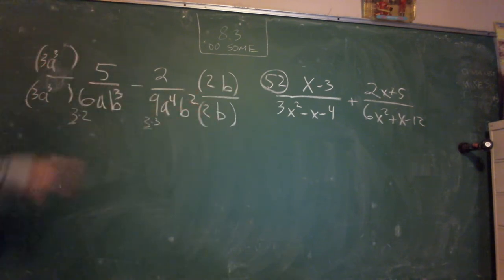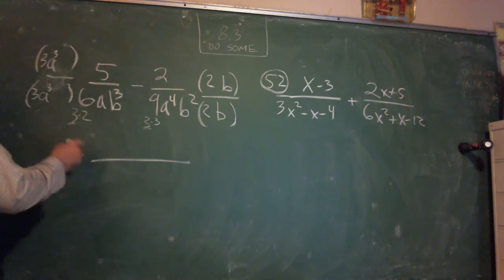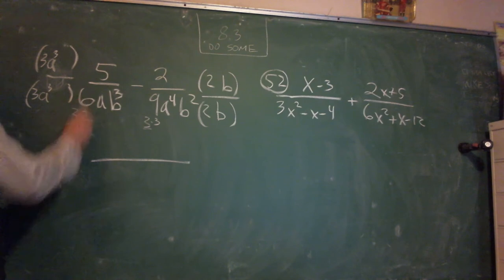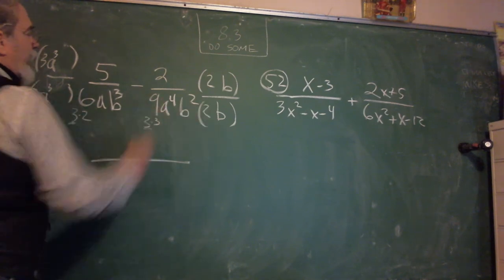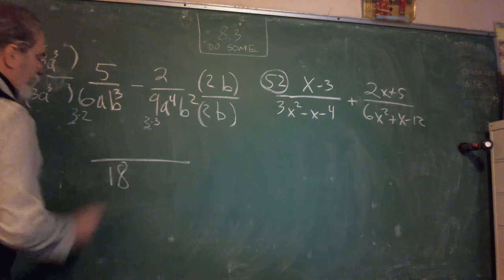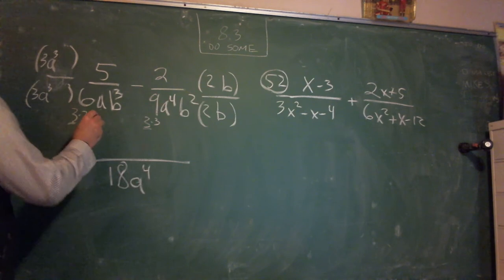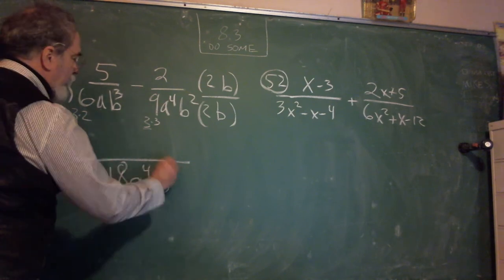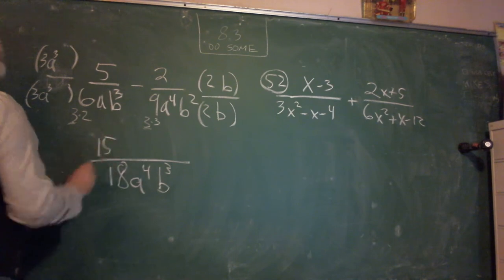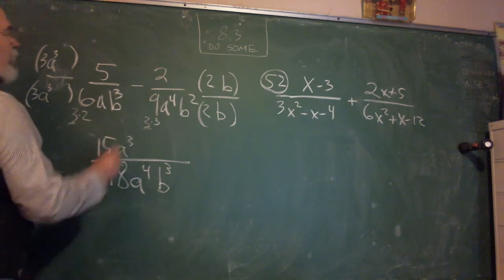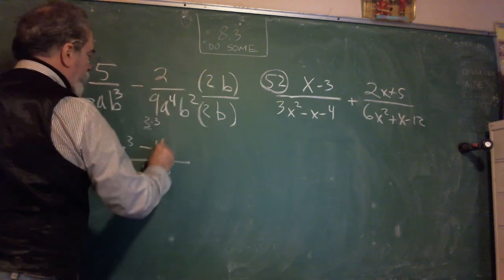Now I have a common denominator. I like to write that common denominator once. And my common denominator is 3 times 6, 18, or 2 times 9, 18. Okay, I've got the 18. I've got the a to the 4th. And I've got the b cubed. Up top, 5 times 3 is 15, a to the 3rd, minus sign. 2 times 2 is 4b.